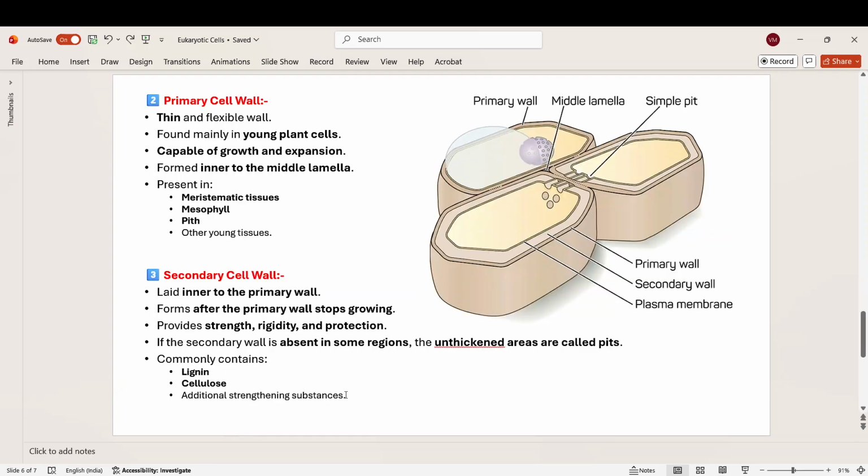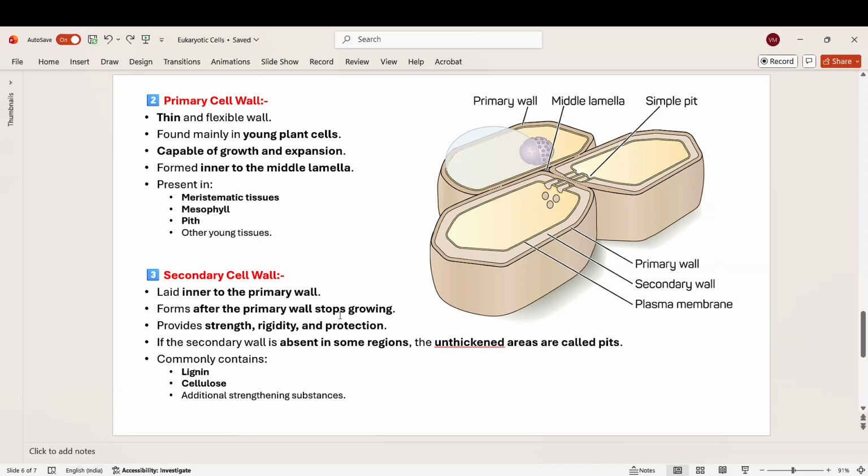Next comes the primary cell wall. This cell wall is thin, flexible, and capable of growth. The primary wall is present in young plant cells such as meristematic tissues, mesophyll, and pith. Because it can stretch, it allows the cell to grow and expand. You can see this in the image.